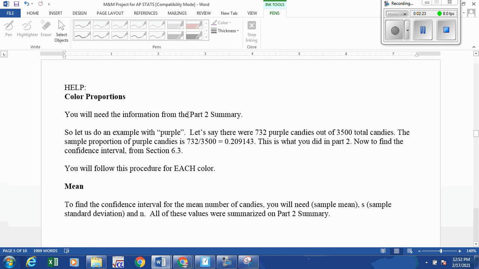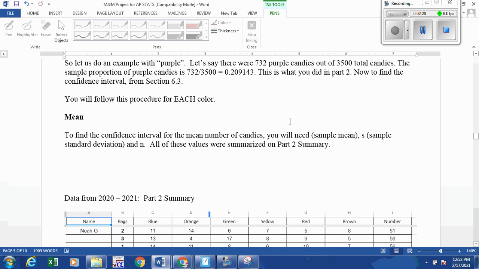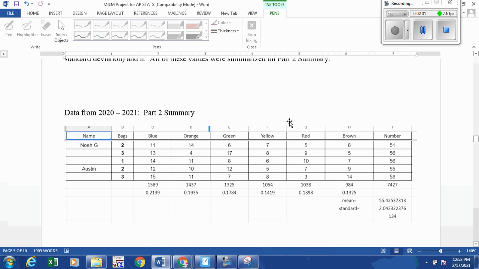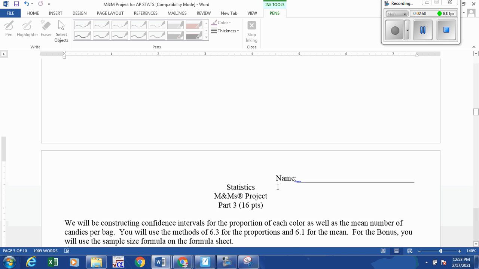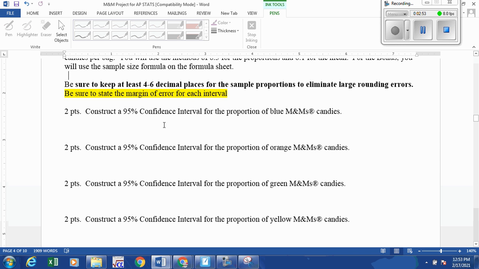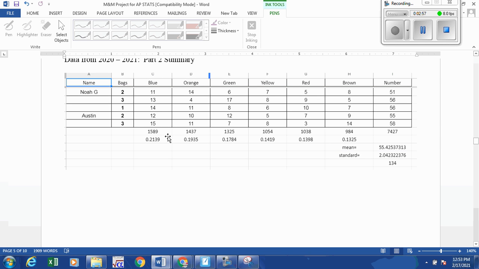So what we're going to do is we're going to need the information from part 2. Now this has some random numbers in it that we don't need to know. But what the important thing is, if you're going to find the confidence interval for blue, 21.39, that is your p hat. Your n, your sample size, is 7,427. Your z sub c, we are doing a 95% confidence interval because that's what we're all using here.